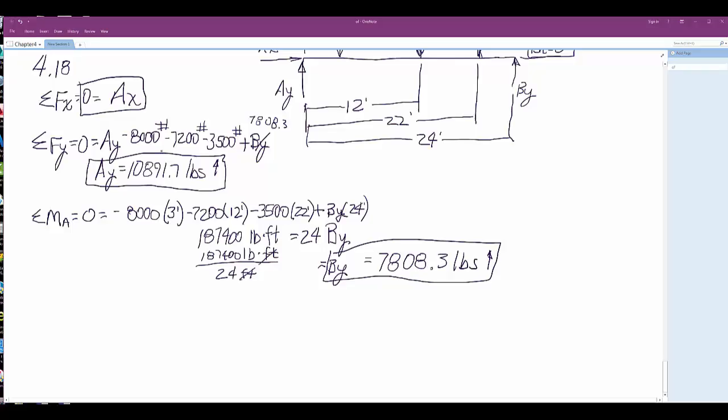And that's all we would want for that particular problem. That's 418. So we'll stop the video on that one, and we'll get another one here for the next problem.